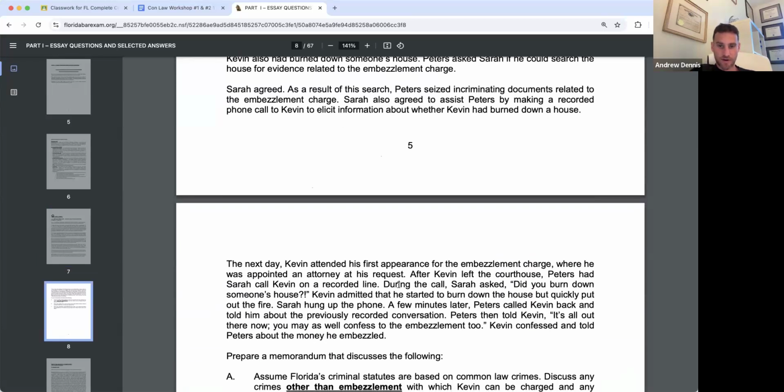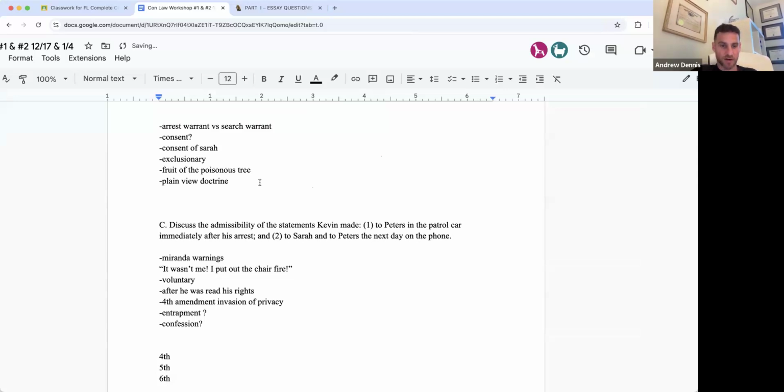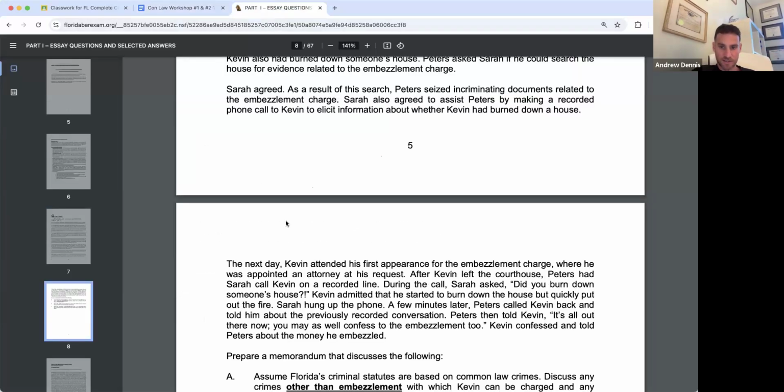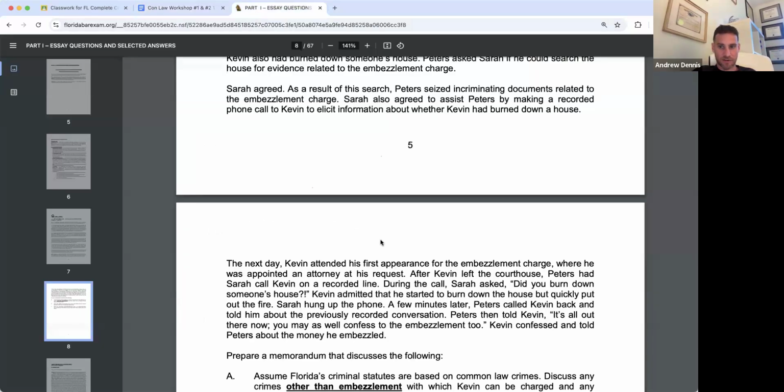The next day, Kevin attended his first appearance for the embezzlement charge. So what does that mean? Attend his first appearance. It's Sixth Amendment, right? Somewhere in this essay, I'm gonna put this at the bottom. We're definitely gonna have to talk about Fourth, Fifth, and Sixth Amendment. They all come into play here for different reasons, like in every one of these essays. Fourth, because of your right to privacy. Fifth, because of the Miranda rights. And sixth, because of your right to counsel after adversarial proceedings have begun. So he was given his first appearance, where he's appointed.